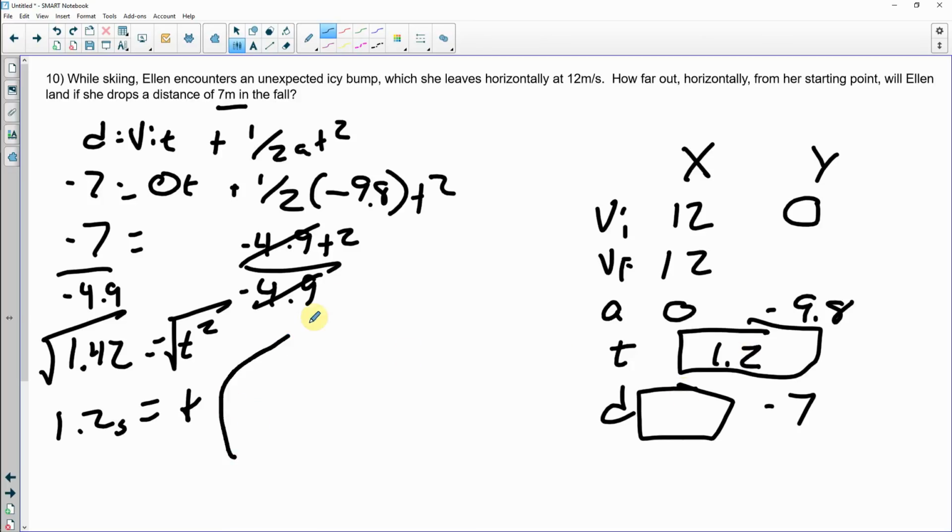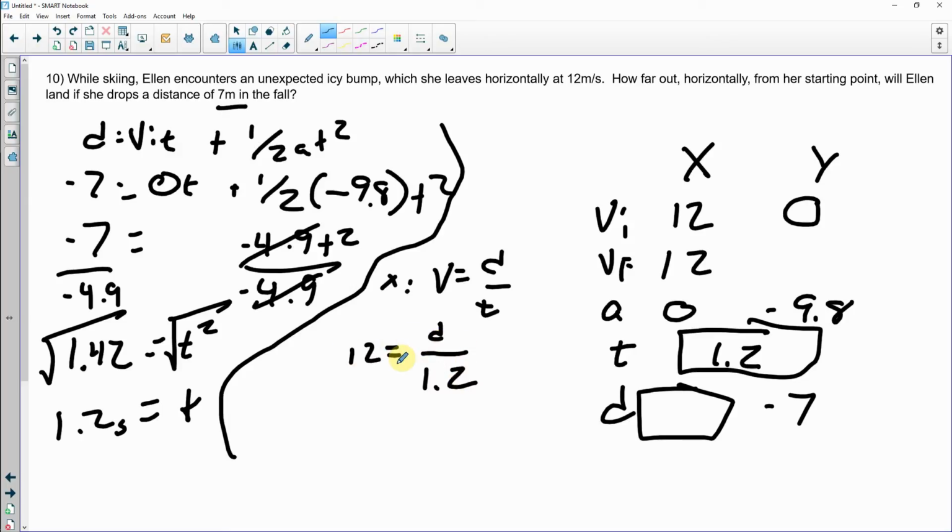And now, again, I can look at my x stuff. v equals d over t. With the x, I got 12 equals d over 1.2. 1.2 times 12 is 14.4. And that means our poor skier will go 14.4 meters horizontally out from where he made the fall off the bump. Okay, hope that helped. Hope you got that right. And if you didn't, I hope you get it now. I mean, this is pretty much what it's going to look like on Monday.